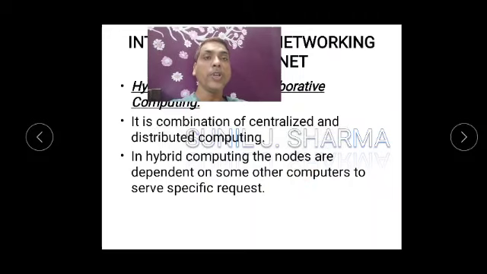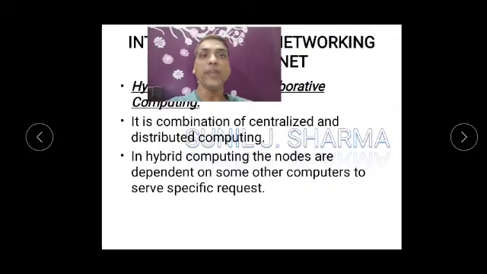I hope in this session we have studied what is networking and what are protocols. Then we have seen three different types of network computing: centralized, where everything is done on one computer; then distributive, where they divide the work; and then collaborative computing, which is a combination of both.